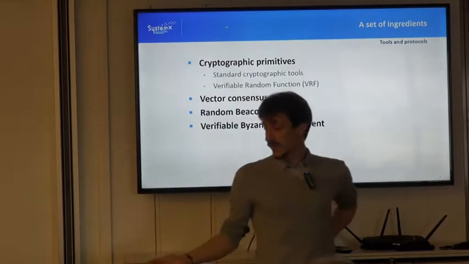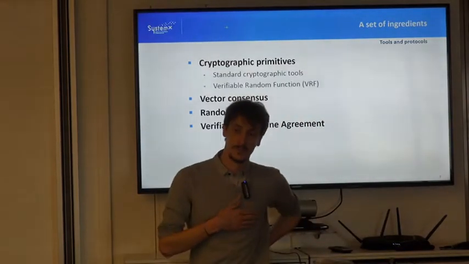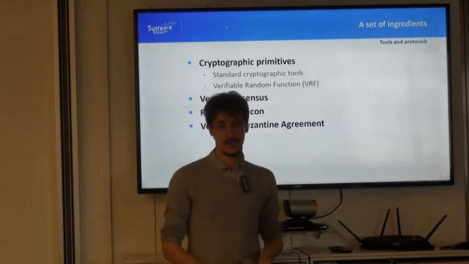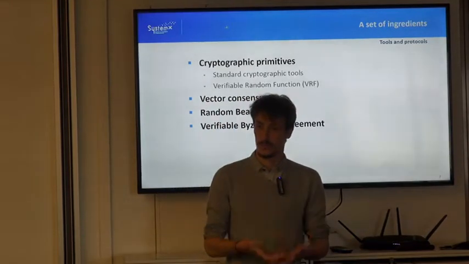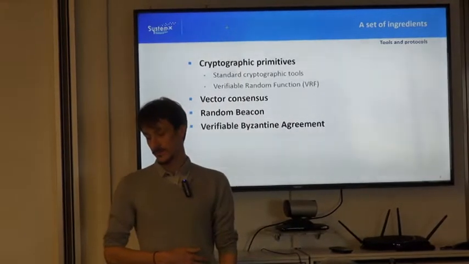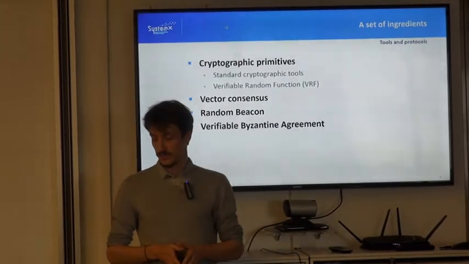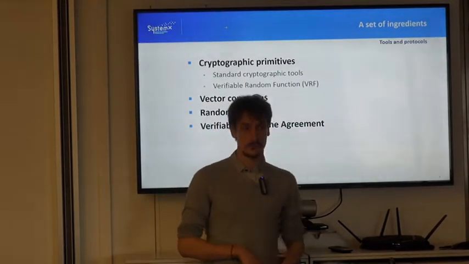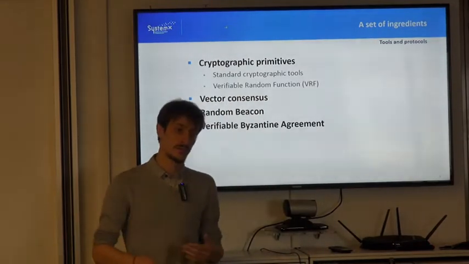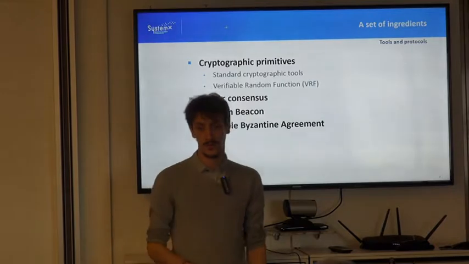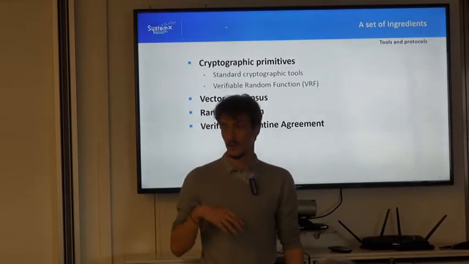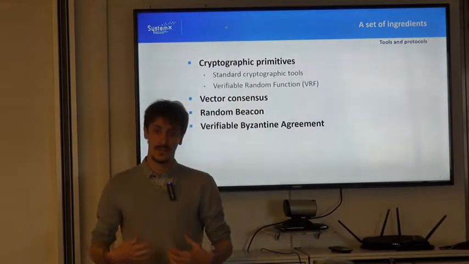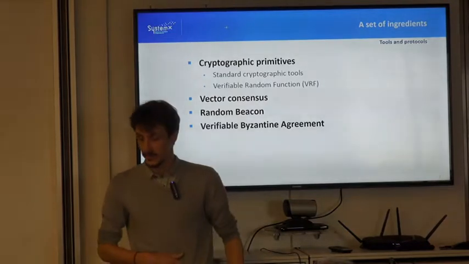So what are our ingredients? First, standard cryptographic primitives. We also use VRFs, which are like a hash function, except that you get a certificate of the randomness of the output. Within shards, we use vector consensus and random beacon. Those are Byzantine-tolerant protocols, and vector consensus is just a variant of a regular consensus where we get a vector of outputs instead of agreeing on one value. And the random beacon allows us to get a random seed, a common random seed, on demand.